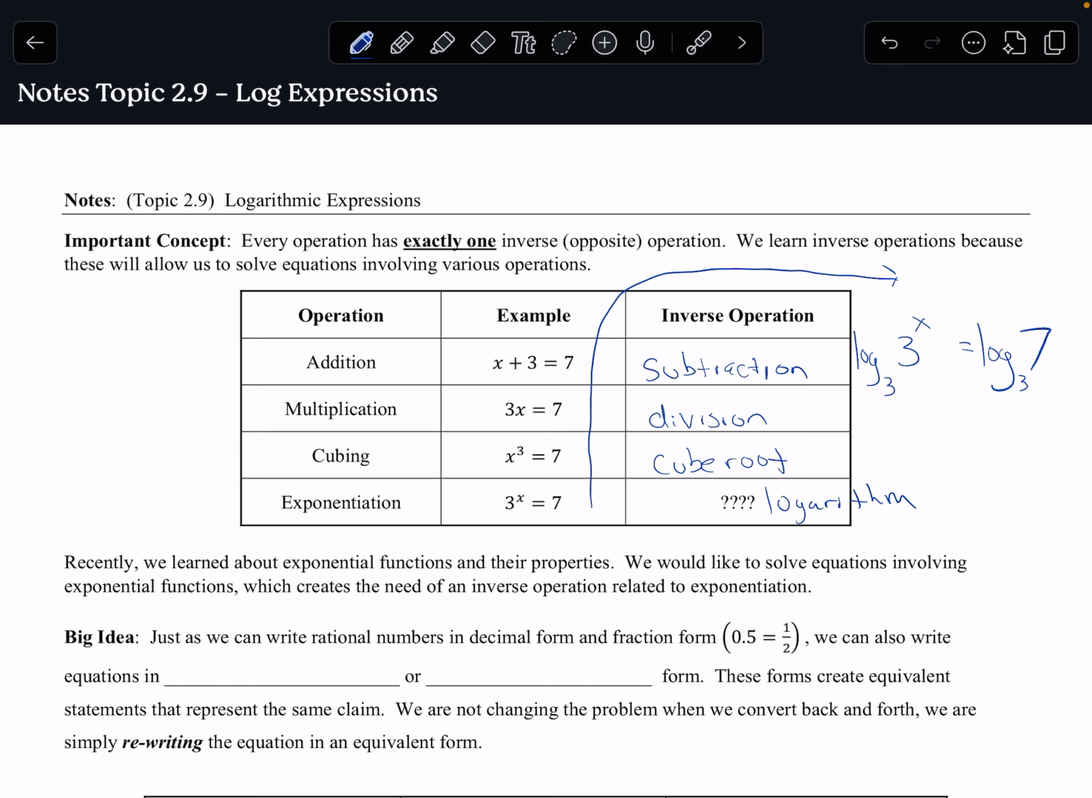Okay? So I did the opposite. The opposite of 3 being raised to the x is log base 3. And I do that to both sides.